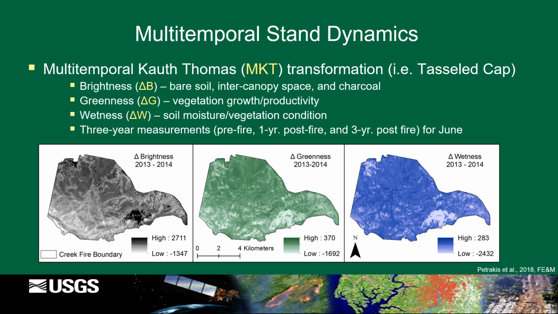Three main metrics are produced when using the MKT transformation: delta brightness, or delta B, which can give an indication of bare soil or, in a canopy space, dark charcoal, for example, following a wildfire; delta greenness, or delta G, which is an indicator of vegetation growth and overall productivity within the vegetation; and finally, delta wetness, or delta W, which measures soil moisture and overall vegetation condition.